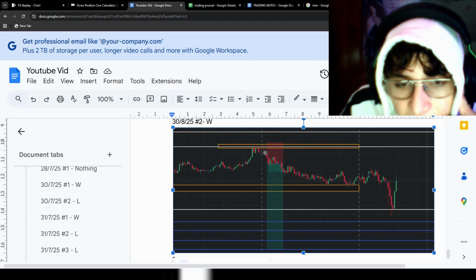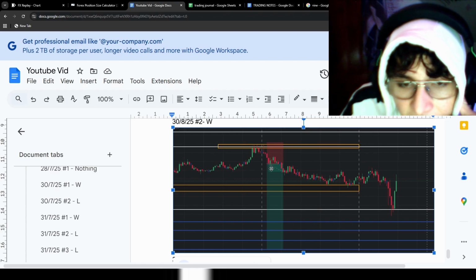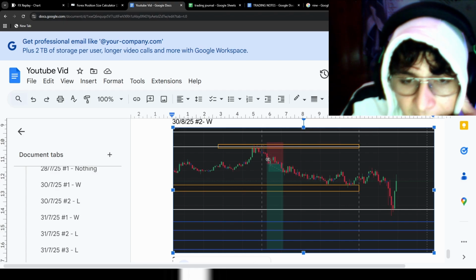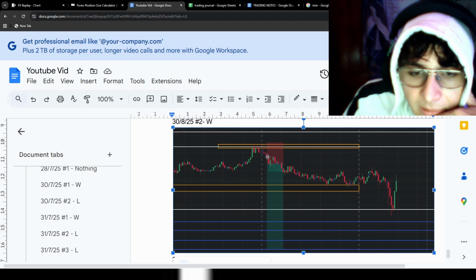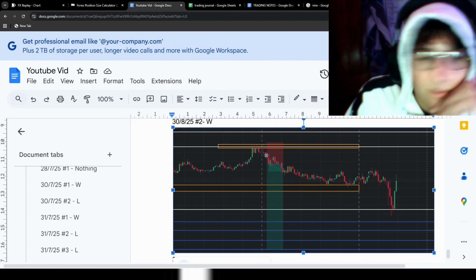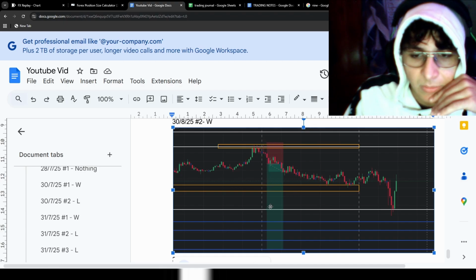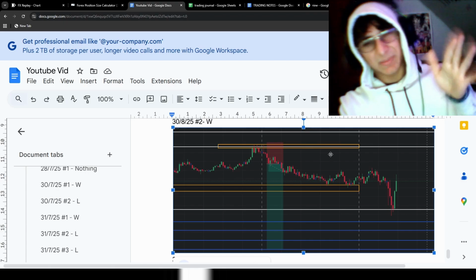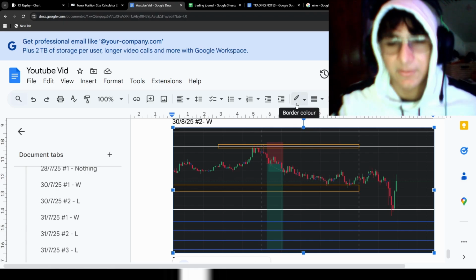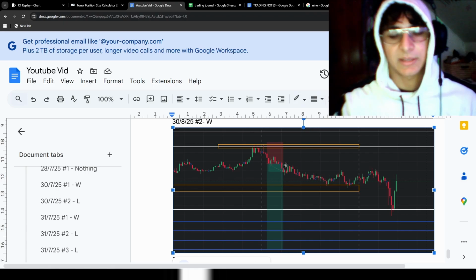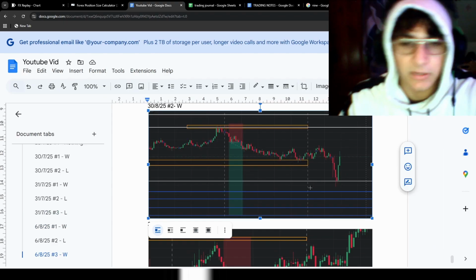But if you can see, we actually broke structure 1, 2, 3, 4, 5, 6, 7, 8, 9 candles prior to when we entered. So right here, we could have entered, put the stop loss above here, and taken profit 1, 2, maybe 3. Could have hit maybe 3, but that's if we're being generous. Three take profits if we entered a little bit earlier.